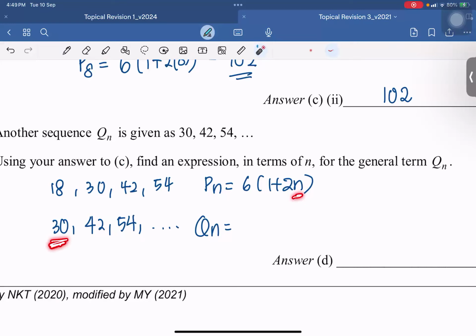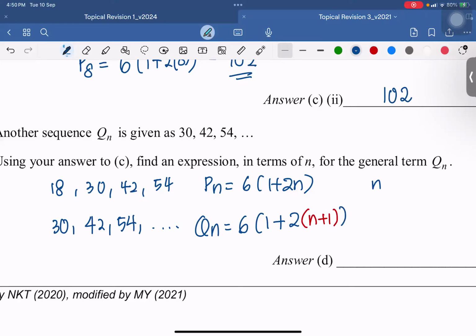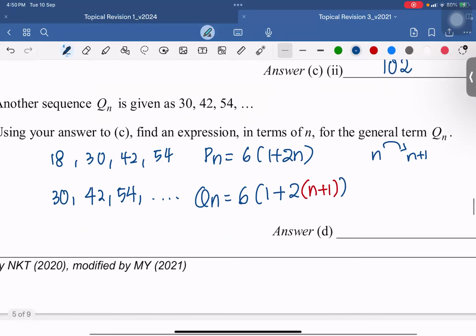In my number over here, if I start with n, it will be 18. So instead of n, I skip to the next n. What is 1 after n? The n now changed to 1 more after n. So instead of n, it now changed to n plus 1. It skipped to the next term. So I use back the same formula, but instead of n, I skip to the next one. I put it as n plus 1.